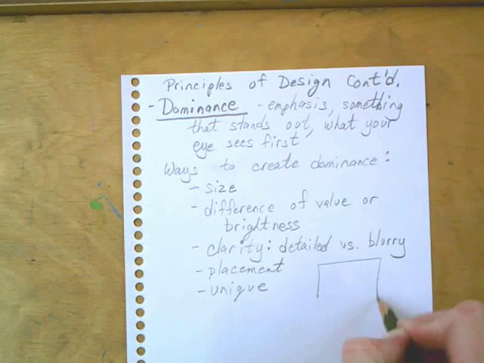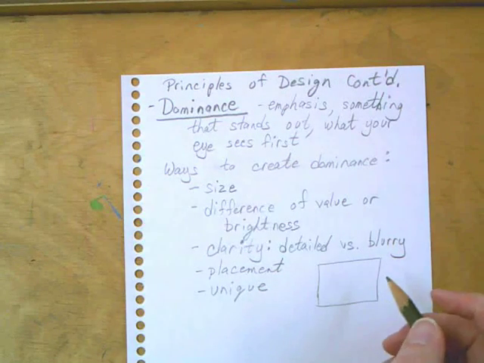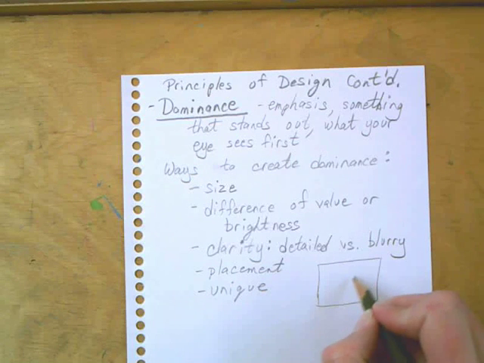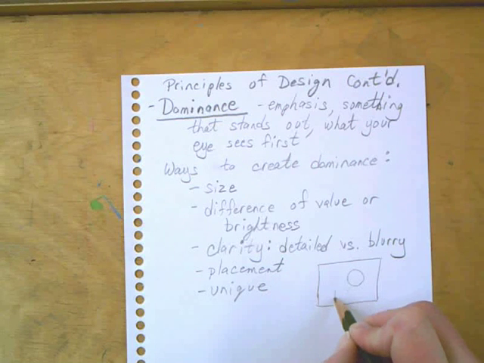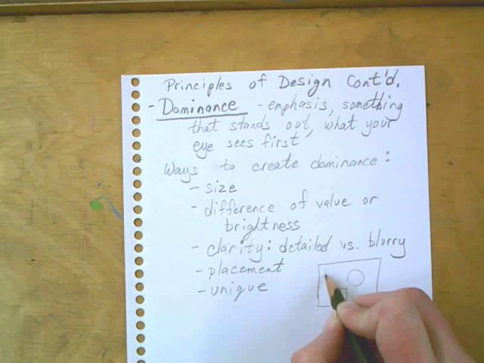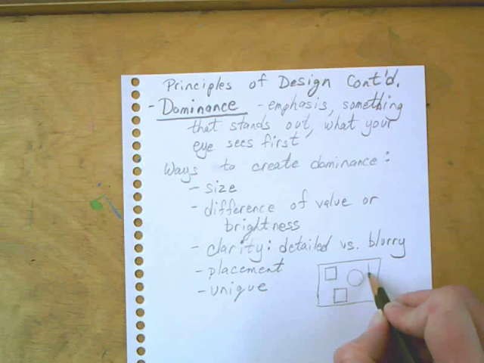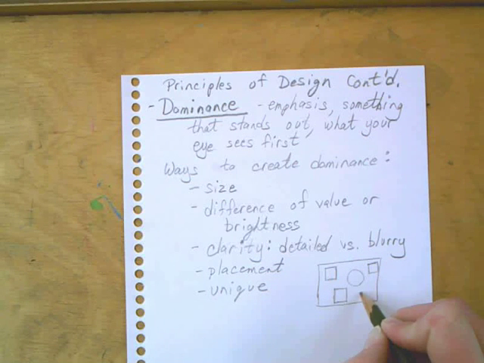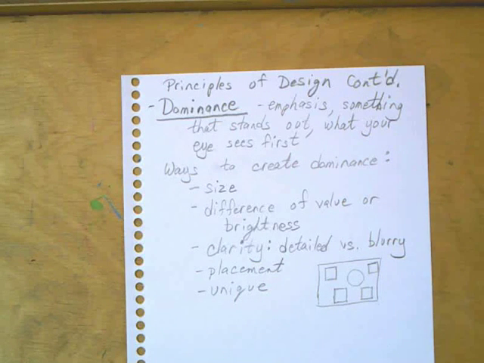Let's say I have a circle and some squares, all about the same size. Which one's going to stand out? Hopefully you see the circle first because it's different than the rest. So that's the way you can create dominance.